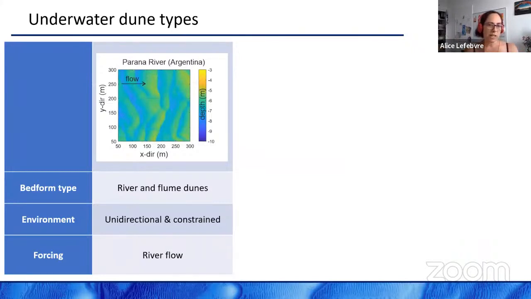So there are several types of classification of dunes, and there are lots of different names that people still use about dunes. I would like to just introduce how I classify them. I recognize three different types. The first type would be dunes which form in rivers and flumes. There the current is unidirectional, going only in one direction, and it's constrained either in the flume or in the channel.